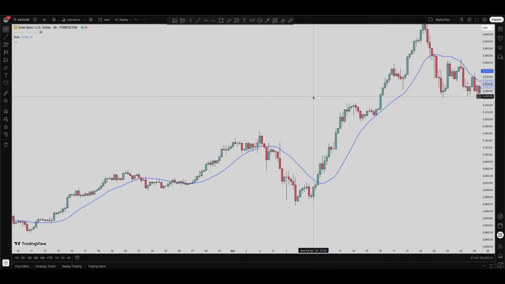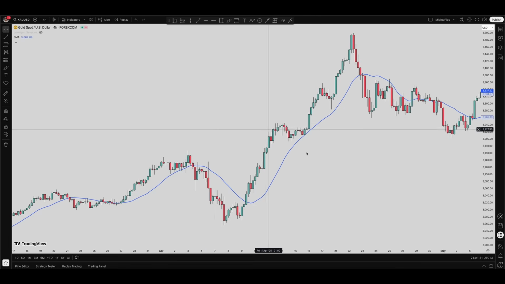As you guys know, I have really shown you many examples of how to trade the one candlestick strategy, but this takes it to another level.